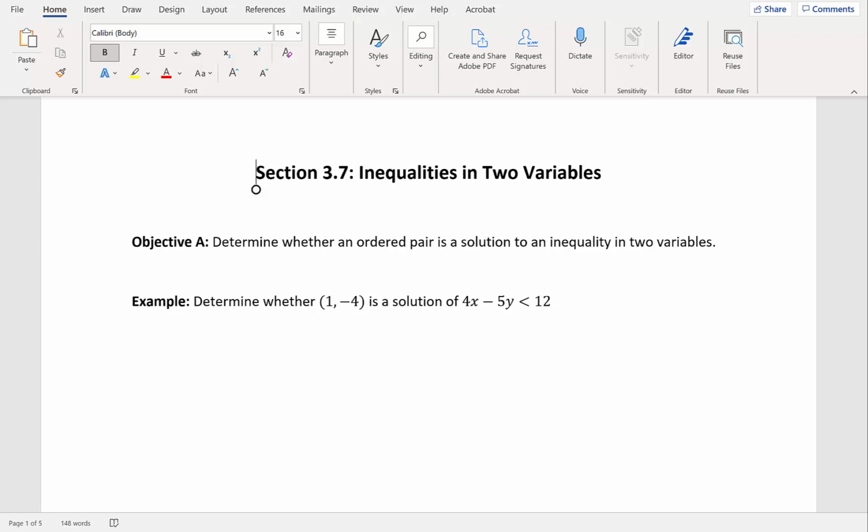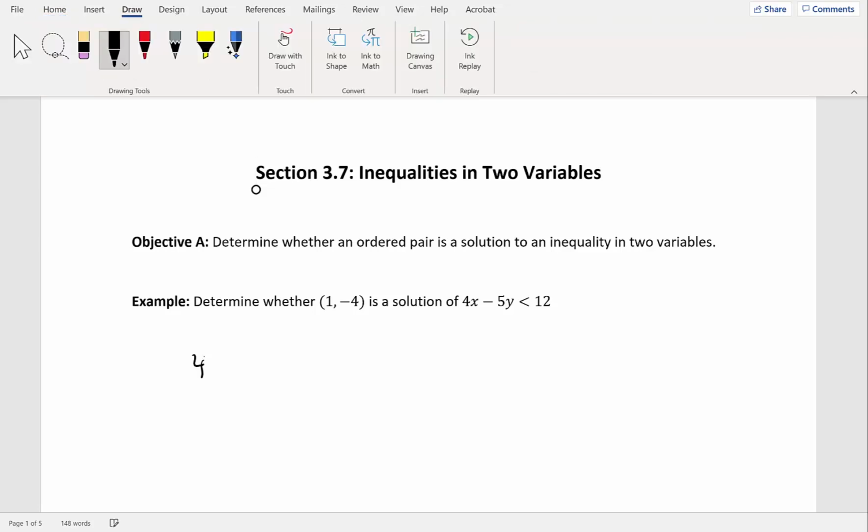Whenever you're trying to check if anything is a solution, just like what we've seen before, you're always going to plug in the values. So we have an ordered pair, so we have an x and y value. Let's plug those in and see if it gives us a true statement. So we have 4 times x. Now our x is 1, so let's replace it with 1. We have minus 5 times negative 4. And now we want to see if this is less than 12.